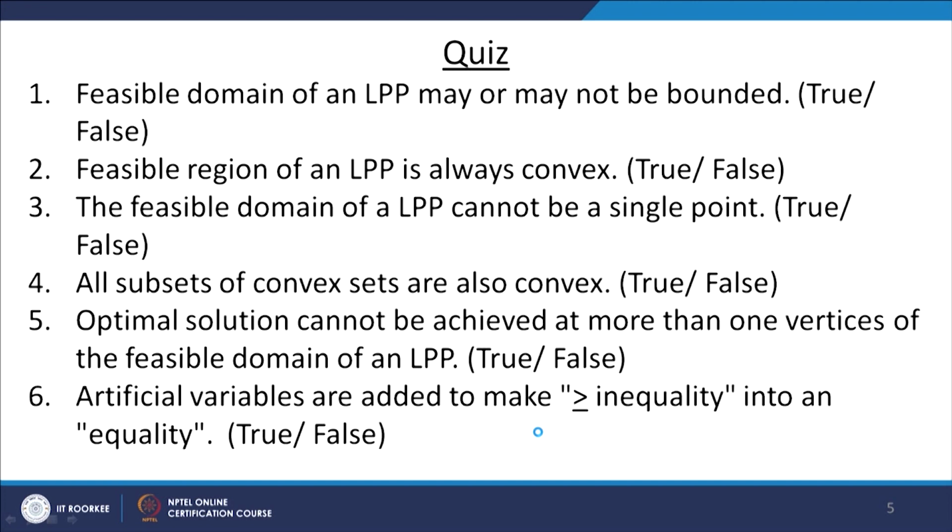Question number 5. Optimal solution cannot be achieved at more than one vertex of the feasible domain of an LPP. True or false?